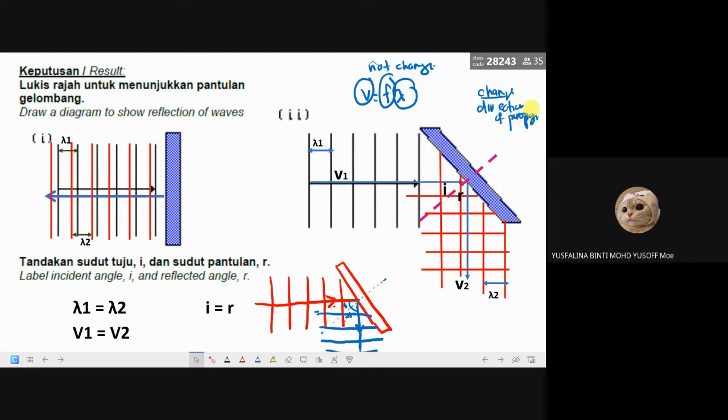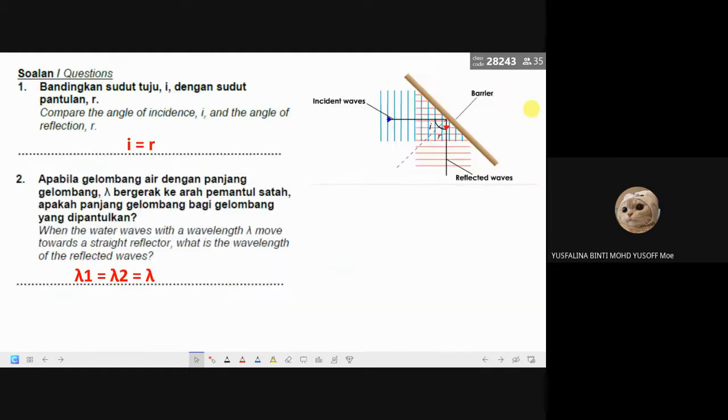Alright. So, can you understand the reflection of wave? Any question you want to ask teacher about the reflection of wave? Oops, sorry. Clear. Okay.